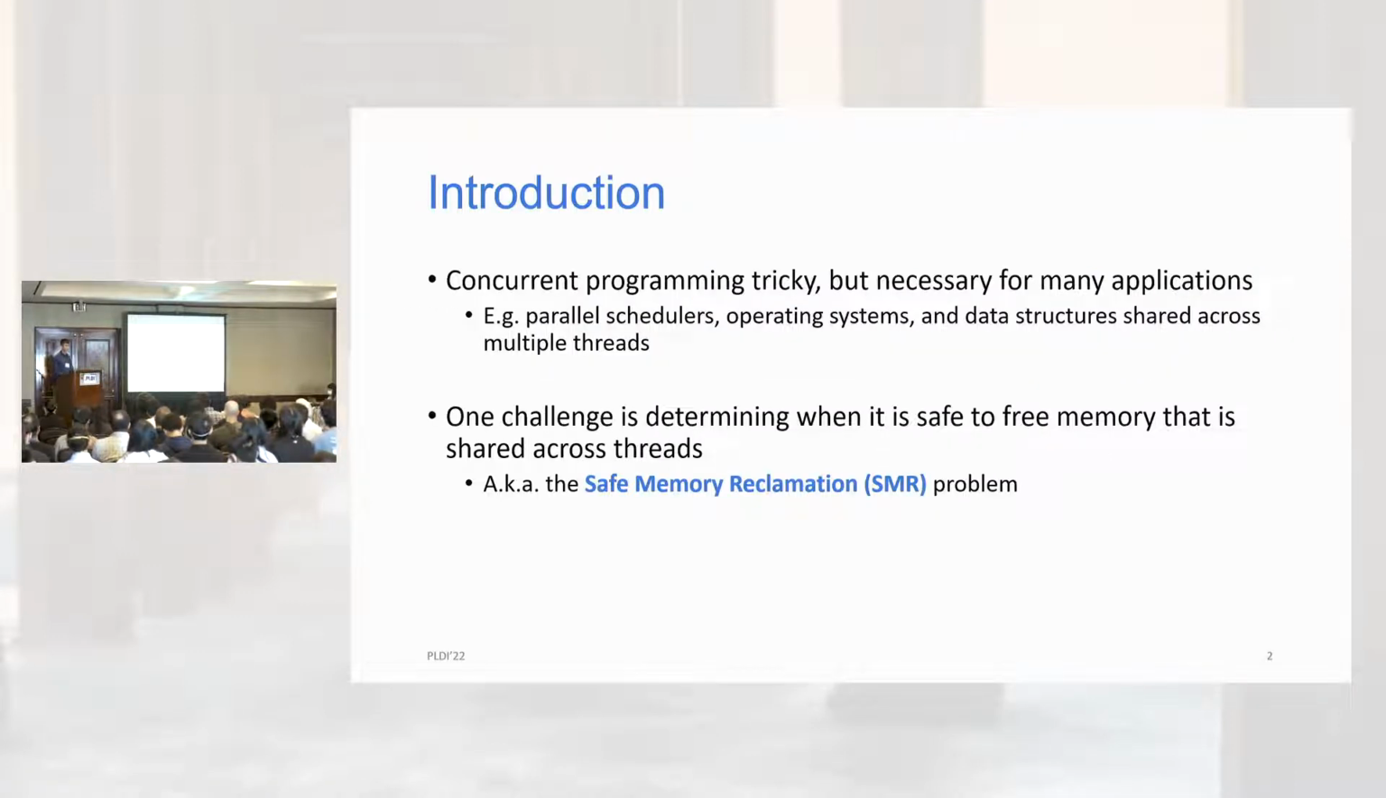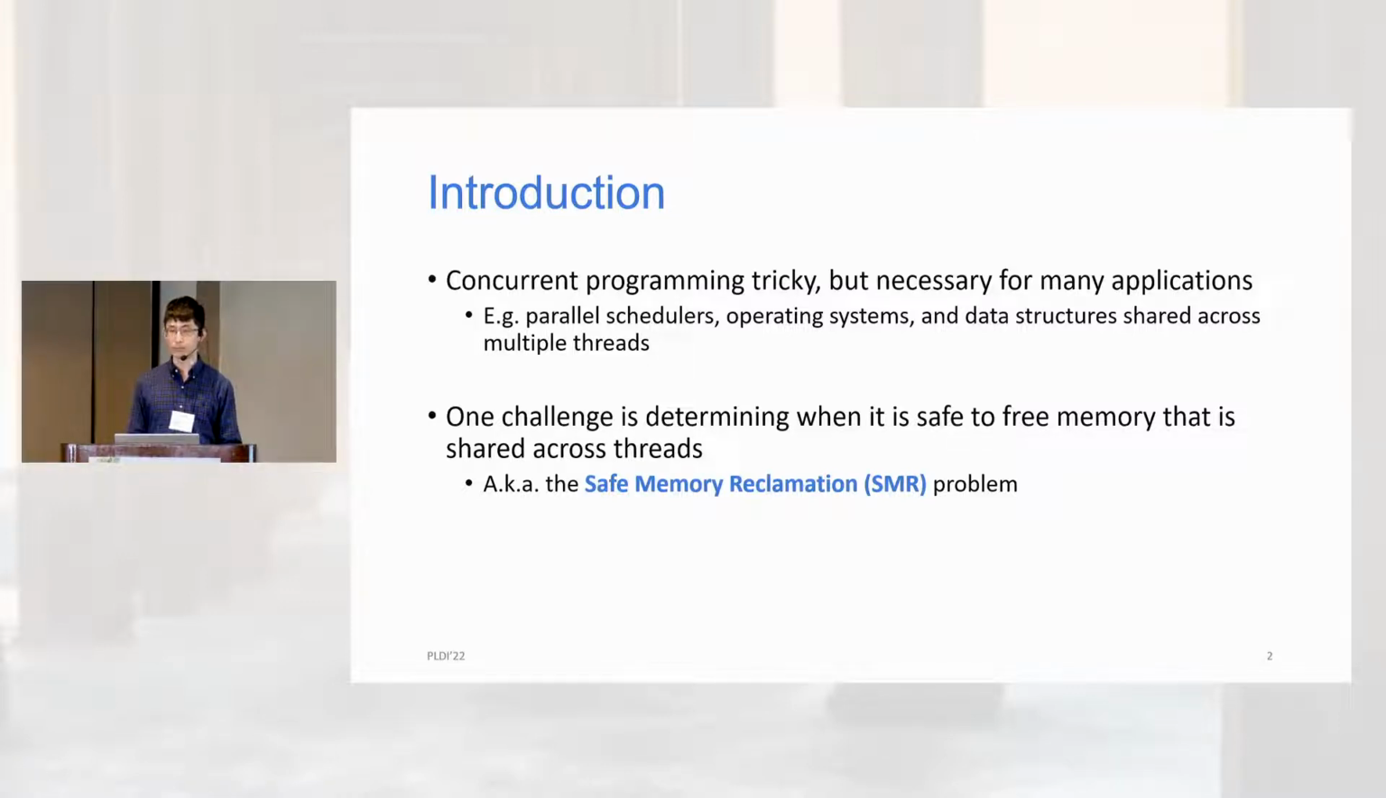So it's well known that concurrent programming can be very tricky. And at the same time, it's also necessary for many kinds of parallel applications, such as parallel schedulers, operating systems, and also any data structure that gets shared across multiple threads. So one of the biggest challenges to doing concurrent programming is figuring out when it is safe to free a piece of memory. And this is known as the safe memory reclamation problem.